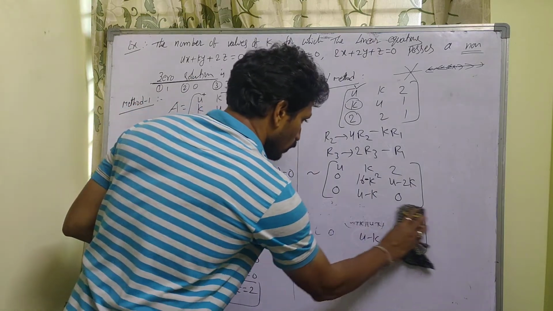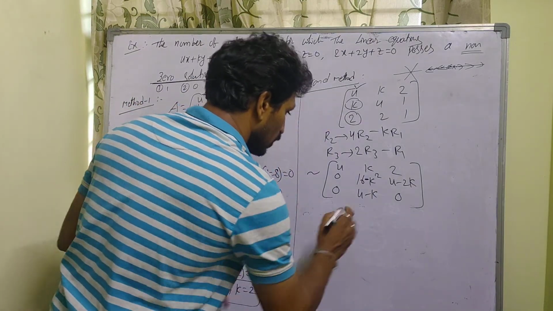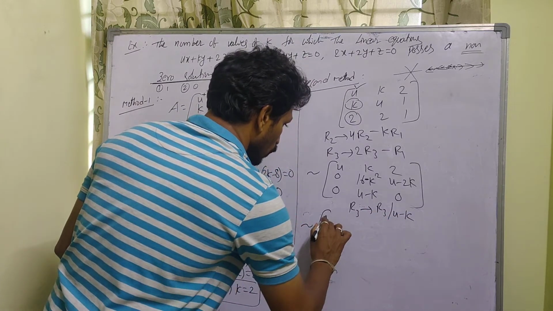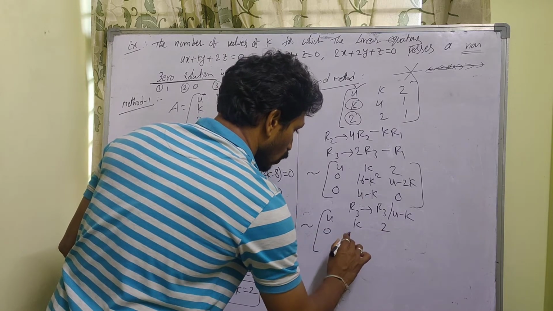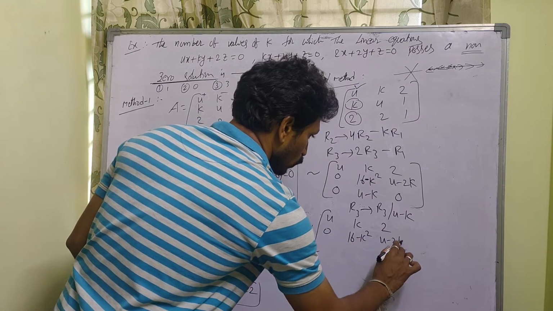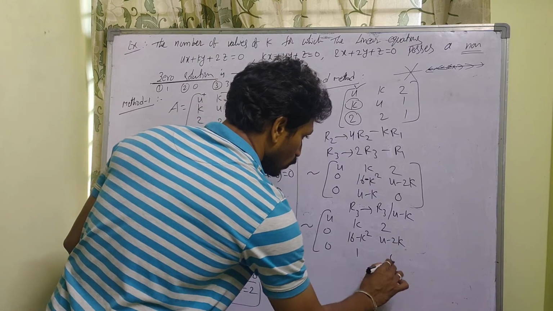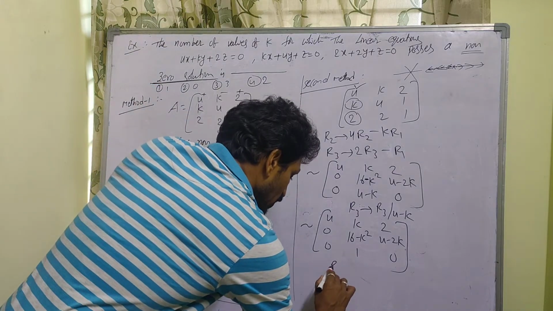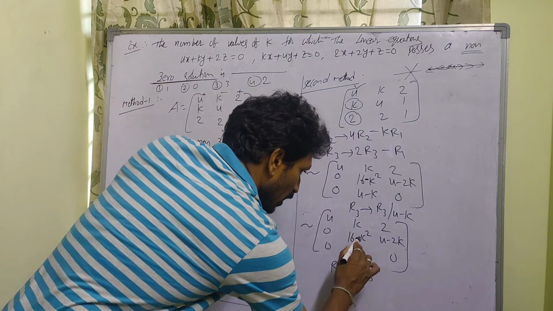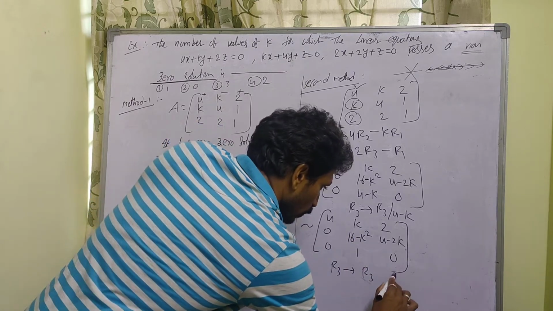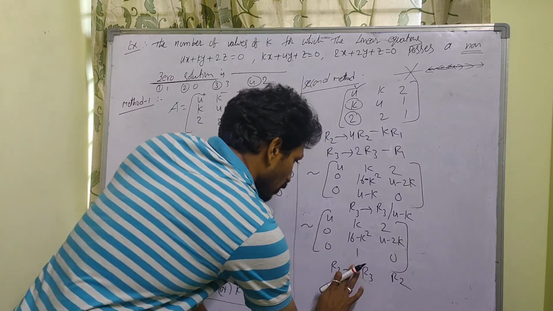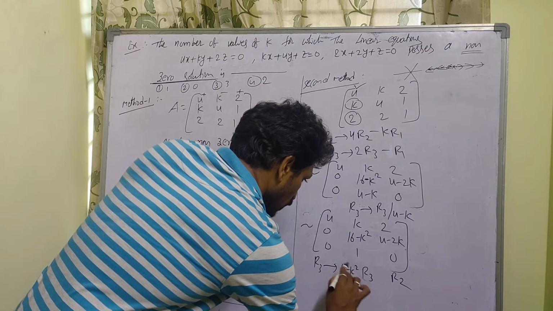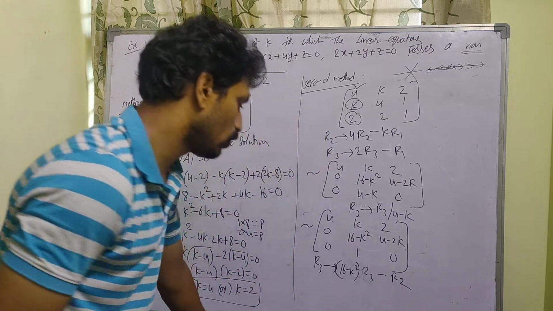So directly you go for R3 implies R3 by 4 minus k. Now this is nothing but 4k2, 0, 16 minus k square, 4 minus 2k. So this is 0 1 0. Now we have to do R3 implies R3 and R2 we have to use. So just 16 minus k square multiply to R3, 16 minus k square into R3 minus R2, if you do.